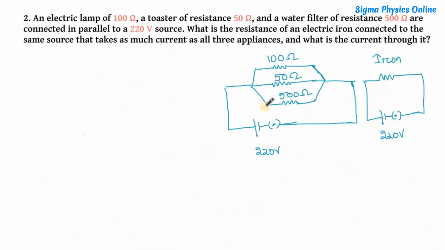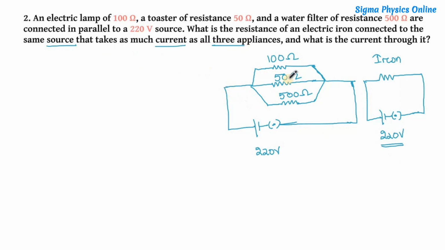So in the second question, there is a circuit in which there are three electrical devices, namely an electric lamp whose resistance is 100 ohm, a toaster of resistance 50 ohm and a water filter of resistance 500 ohm. They all are connected in parallel and are connected to 220 volt source. So there is another iron which is connected to the same source. That means the source is having a supply voltage of 220 volt and it's saying that it takes as much current as all the three appliances.